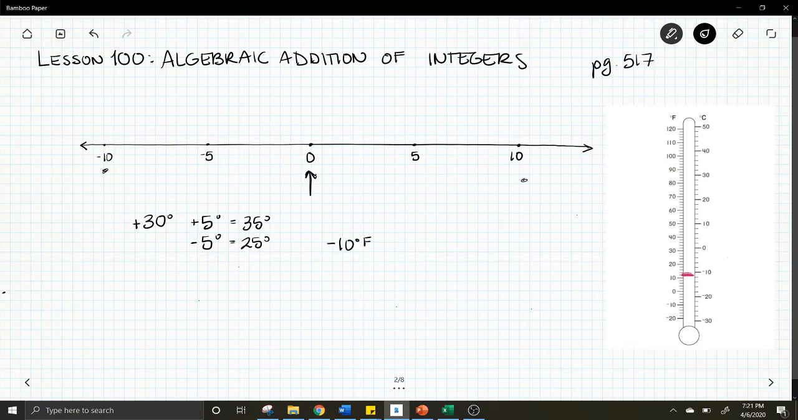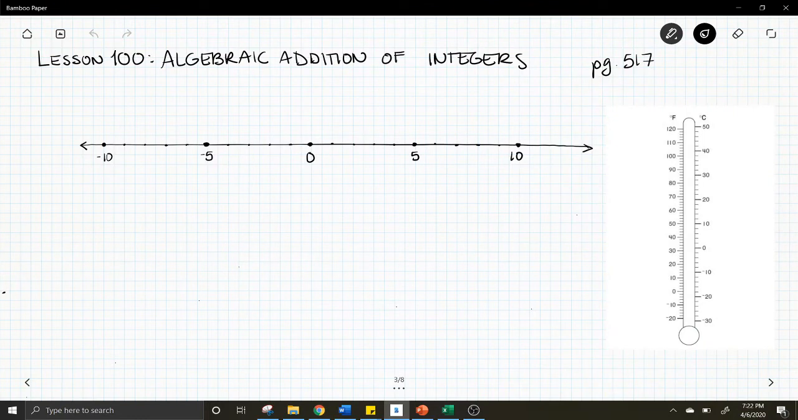So when we add two negative numbers, we had -5 and -5. When we add two negative numbers, the sum is also going to be negative. So a -5 degree temperature plus another -5 degree temperature results in -10 degrees. All right, so a negative plus a negative results in a negative number. So keep that in mind as we move forward.